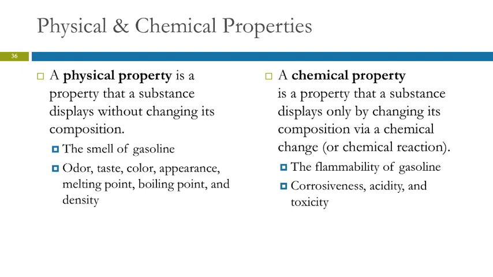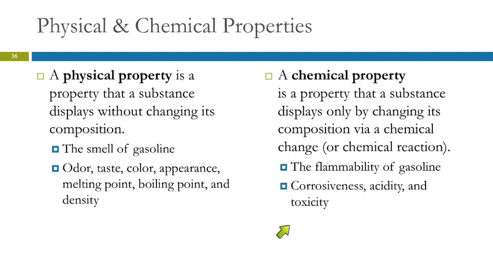Those are physical properties. Chemical properties are properties that can be displayed or observed only by changing the composition. So these are all going to be descriptions of essentially chemical reactions. So the flammability of gasoline. Gasoline is flammable. When you demonstrate that property, though, you burn the gasoline, you don't have gasoline anymore. It burns up.